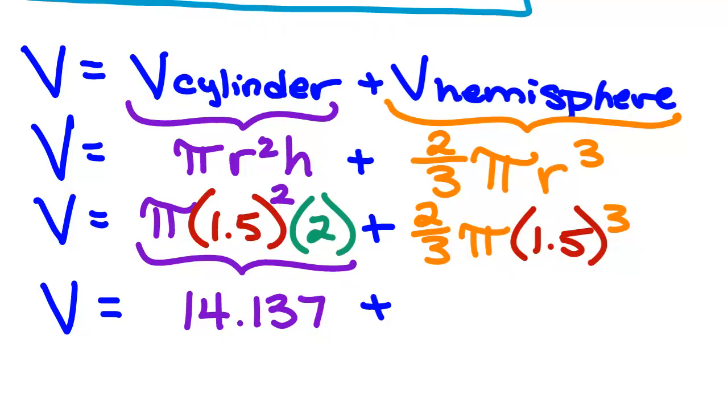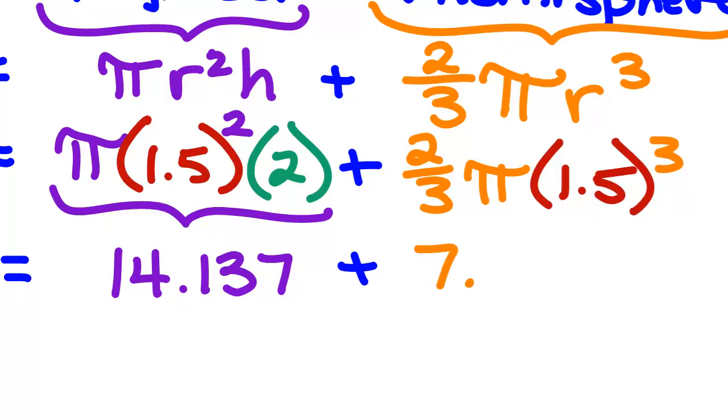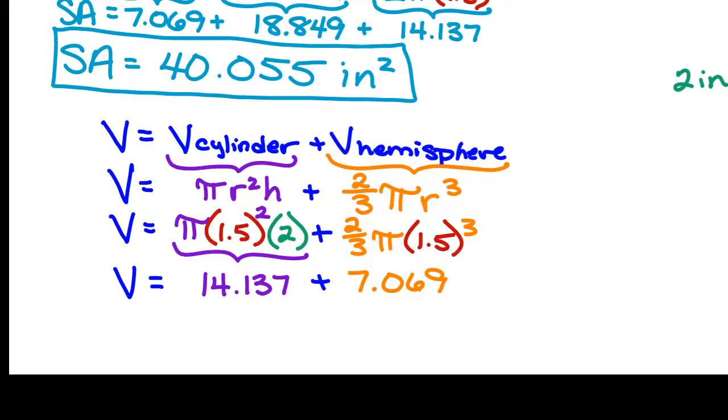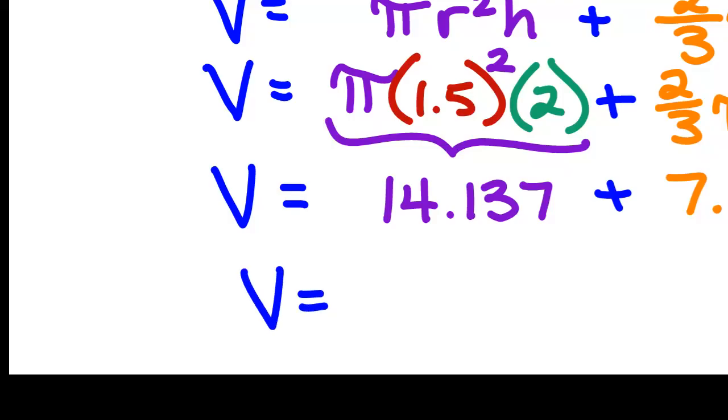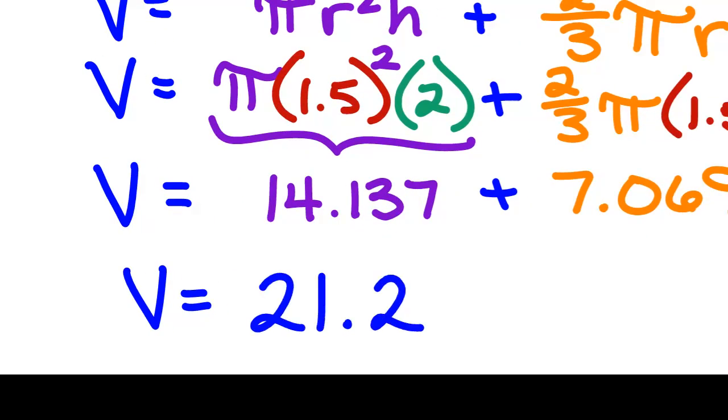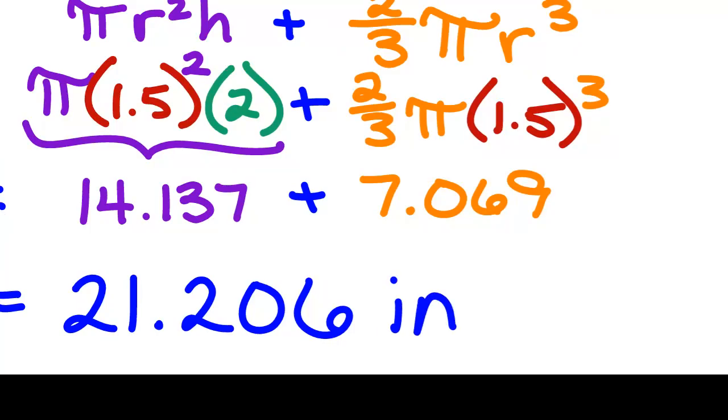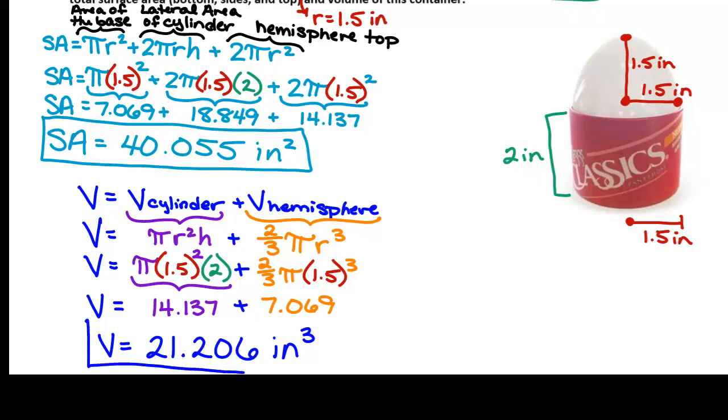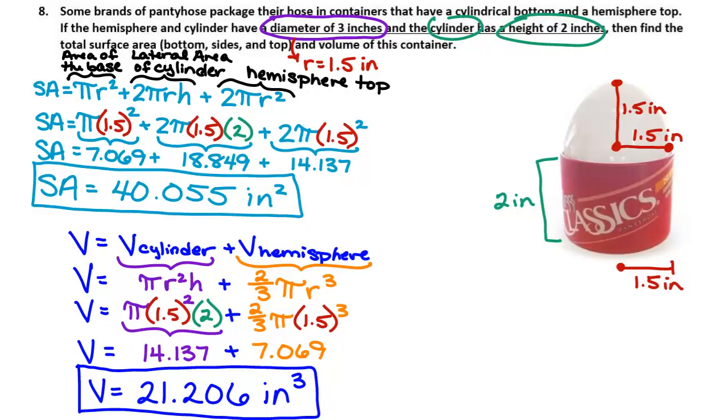What do we get when we do 2/3 pi times 1.5 cubed? 7.069, and then we add those two together to get our total volume. 21.206, and that would be inches cubed. Very, very nicely done. What else would you guys like to look at? Yes. Number 11? Absolutely. Number 11.